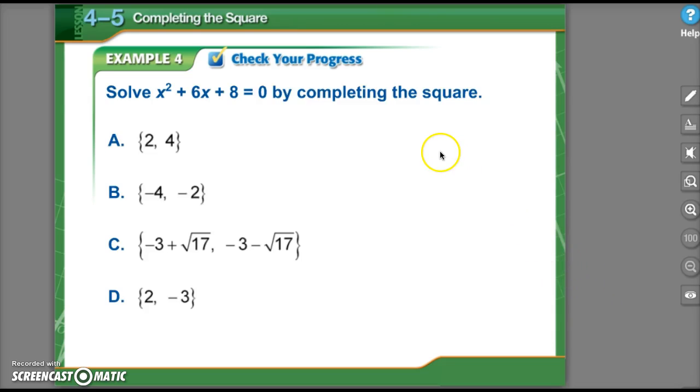Okay, here's a problem for you to check your progress. You need to solve x squared plus 6x plus 8 equals 0. Pause the video as long as you need to work on this, and then come back when you have your answer.